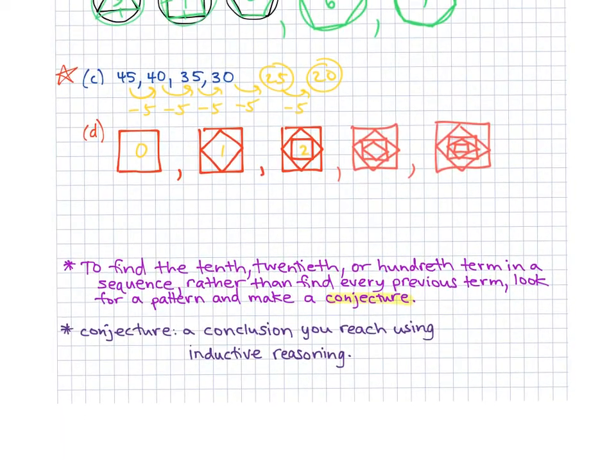With patterns, it was easy for us to just continue the pattern for the next two. But if we want to find the 10th or the 20th or the 100th term in a sequence, we're not going to do this 100 times to figure out what the 100th term is. We can use the pattern to make a conjecture about the sequence, and then use that conjecture to figure out the 100th or whatever term we're looking for. A conjecture is a conclusion that you reach using inductive reasoning. And this is about a pattern.